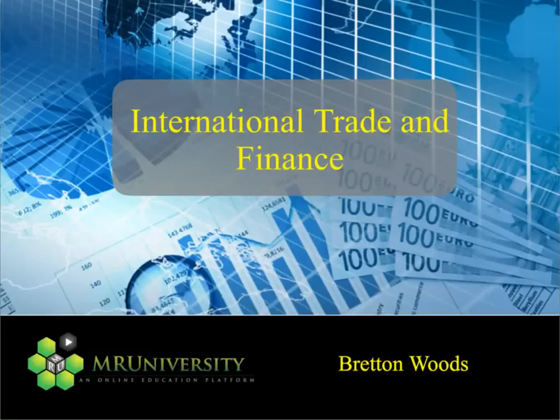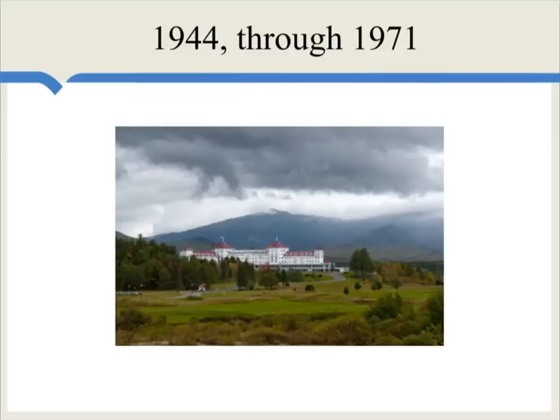Now let's consider the Bretton Woods monetary system, which formed the basis of the post-World War II monetary order. This arrangement was negotiated in 1944 during the Second World War in Bretton Woods, New Hampshire, pictured here. It was to last until 1971. Note that the British negotiator was the famous economist John Maynard Keynes.